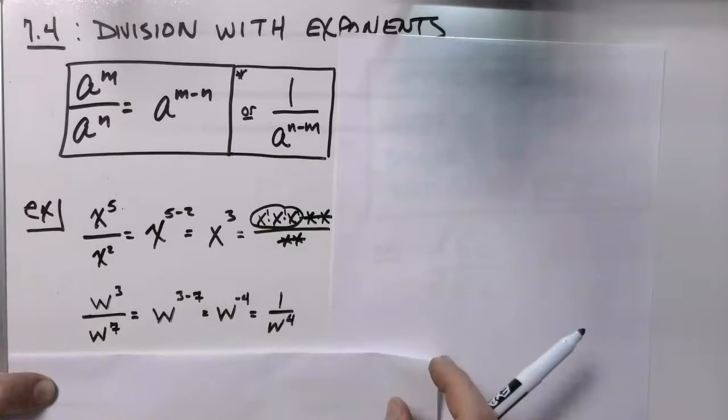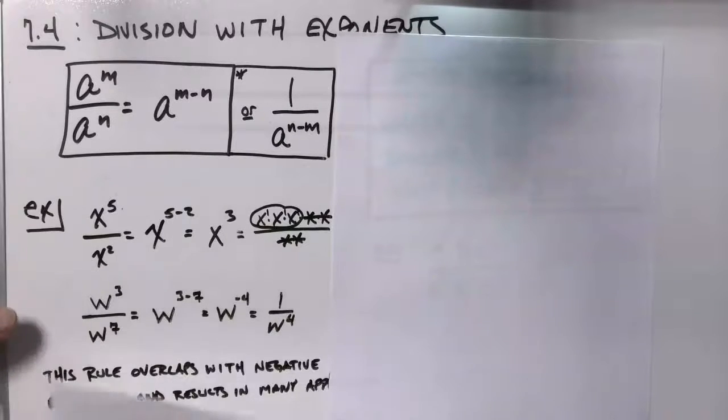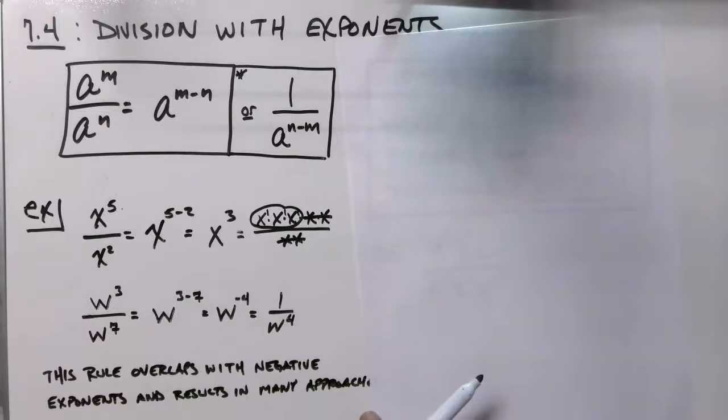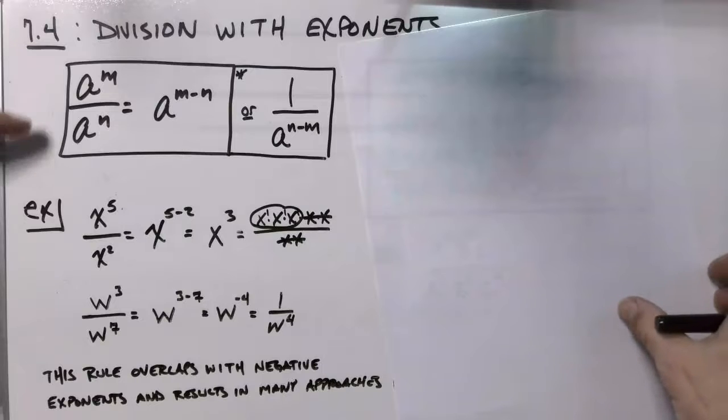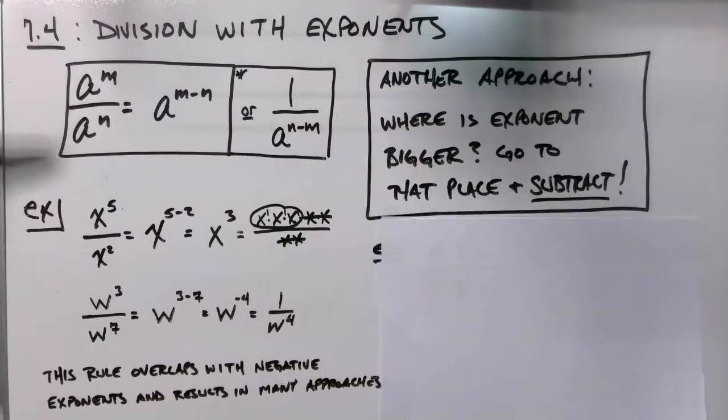So something to keep in mind that by the time you get to 7.4, some interesting things start happening to you. And because this rule overlaps with negative exponents, it results in many approaches to these questions. And so I'm going to look at several examples, and we'll run through some, and we'll see what you think. So I'm going to show you how I actually do this a little bit differently than this rule, and this might help just clarify it. So here's how I like to look at it.